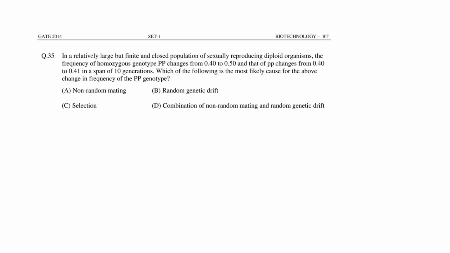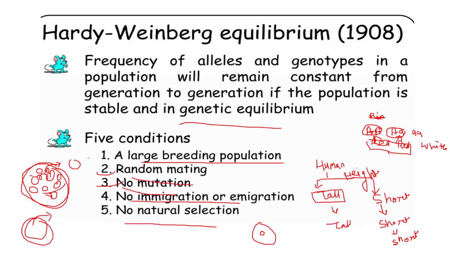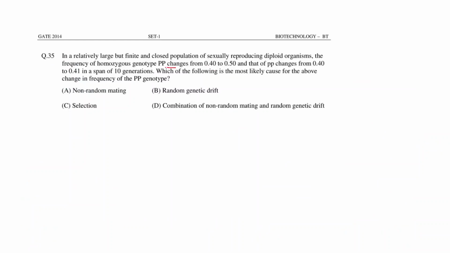So it is present in the Hardy-Weinberg equilibrium condition. It says the population is large but finite in number and it is a closed population. That is possible, but what we have seen in Hardy-Weinberg is that the major idea is the DNA content should not change; the allelic or genetic frequency should not change. But here the genetic frequency is increasing, in both the homozygous dominant and homozygous recessive cases. In homozygous dominant it increased from 0.40 to 0.50, and in homozygous recessive it increased from 0.40 to 0.41. So how did it increase? It means it is not in equilibrium.